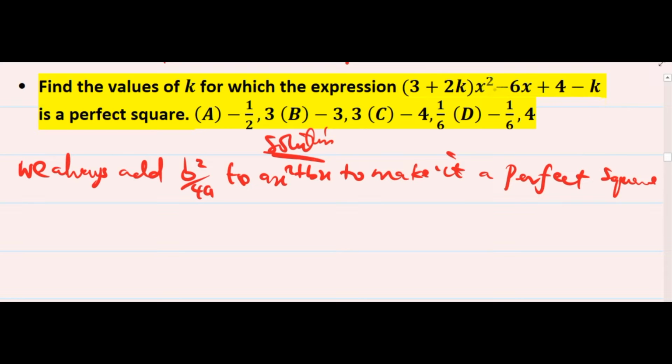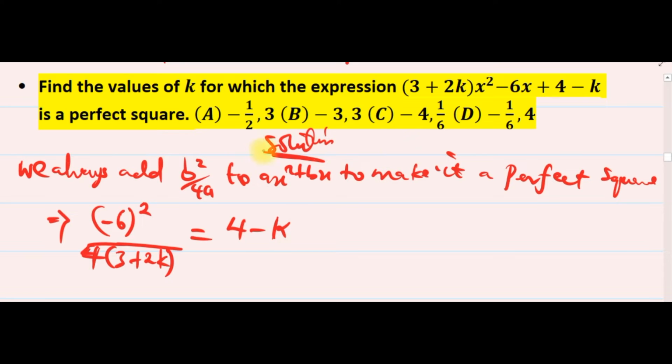So let's compare here. My a is this, my b is this, while my c is this. So we are saying that b squared, where b is minus 6, all squared, over 4 times a, which is 3 plus 2k. Once we add it, it is a perfect square. And remember, they told us this is a perfect square, meaning the constant term.